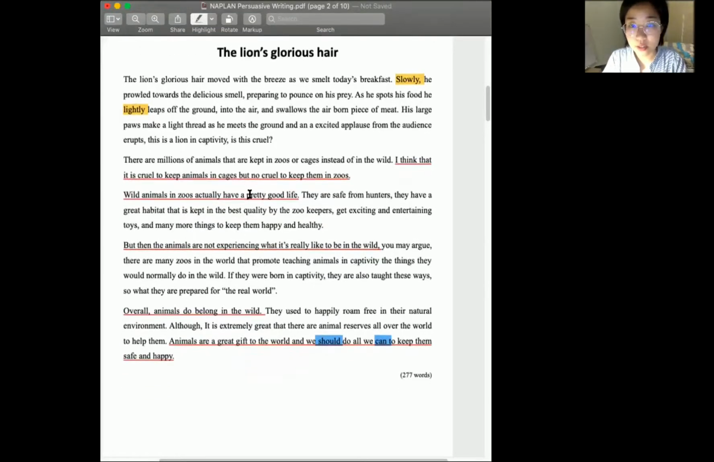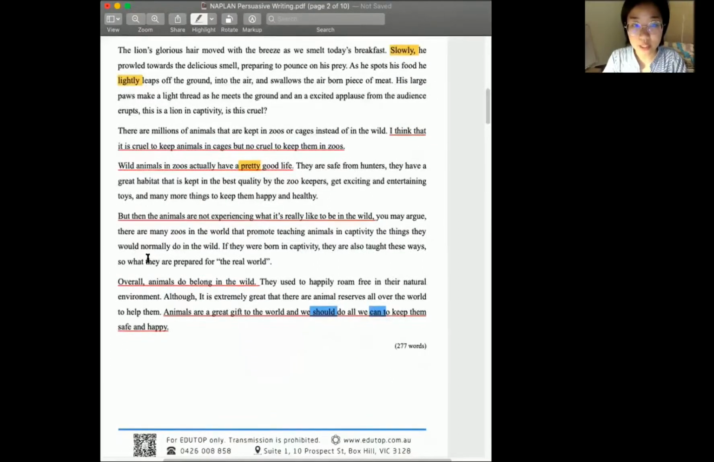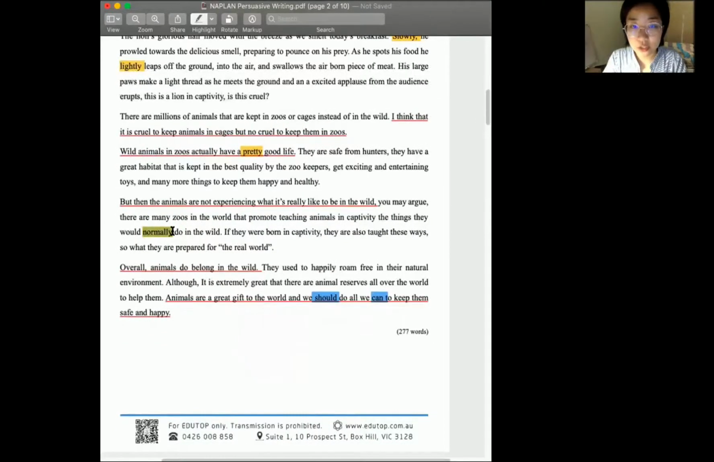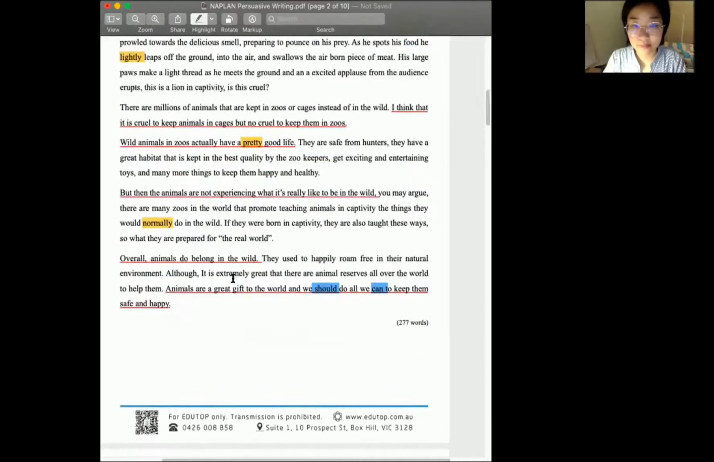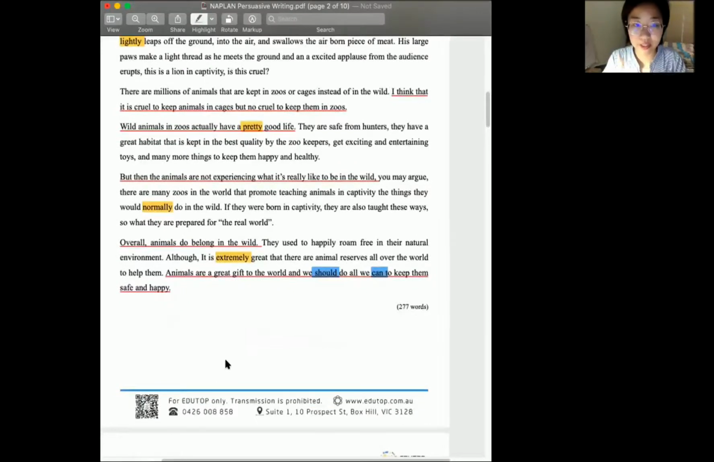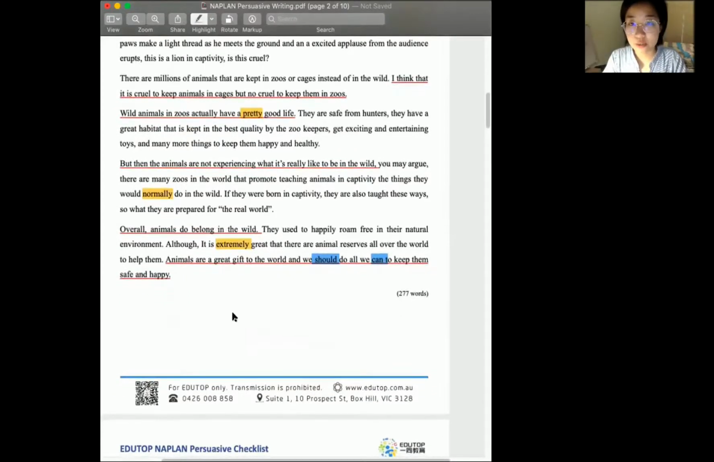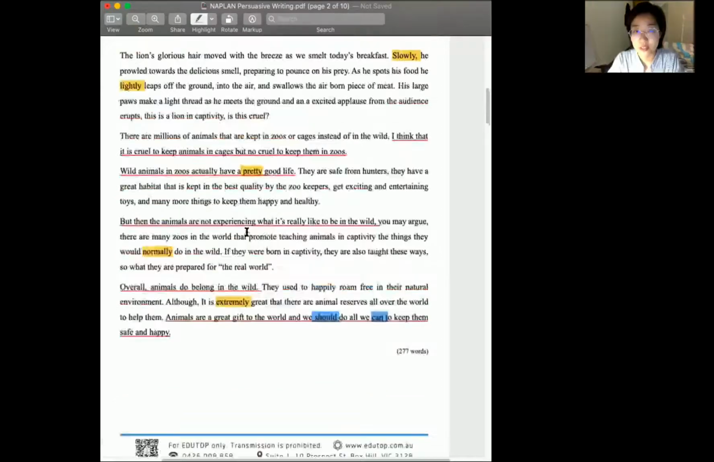Another one is, if you can see over here, pretty good life asset. An adverb is used to modify an adjective. How good? Pretty good, right? Another one is, look at here, normally. So you will see a lot of the adverbs end with ly, right? So they're easy to find. Another one ending with ly, extremely great, right? So they are the ones that I find.